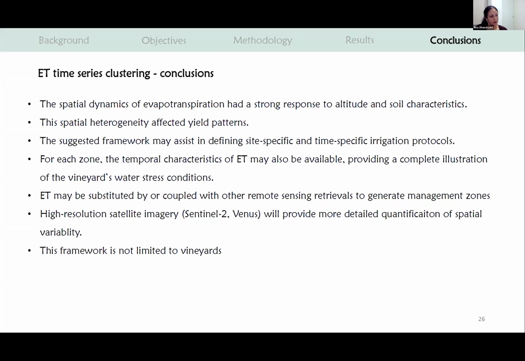And as we get higher spatial resolution sources, I think we will get more as time goes. We can get finer spatial resolution and much more detail to quantify these kinds of things. That is all. Thank you.